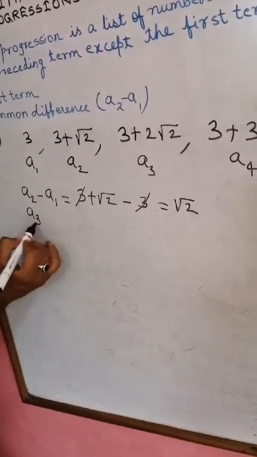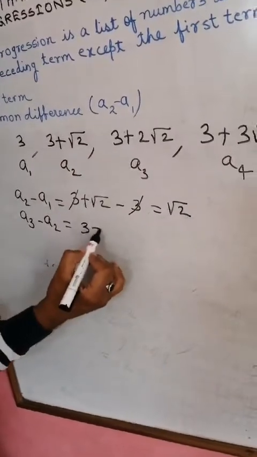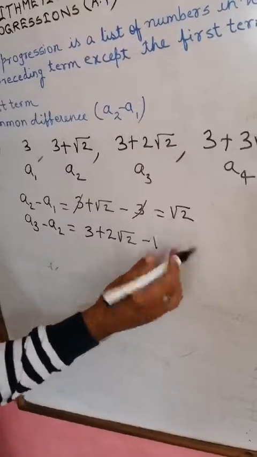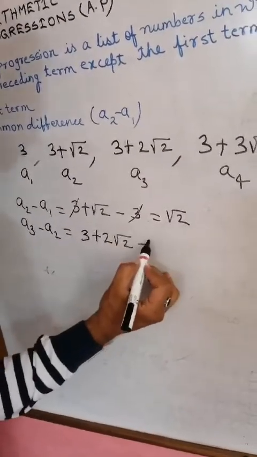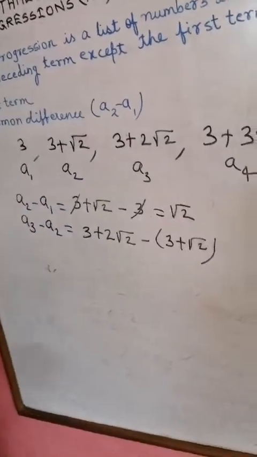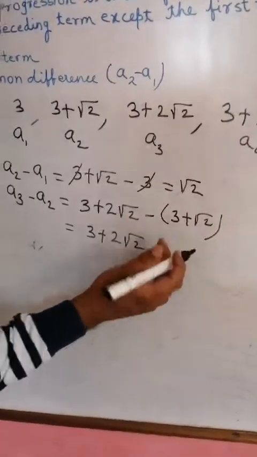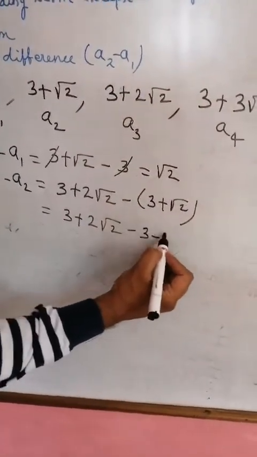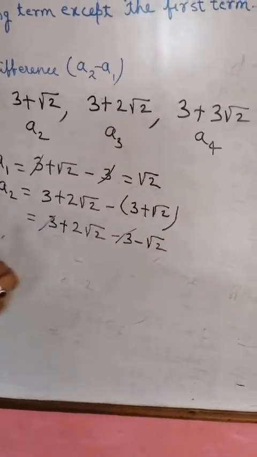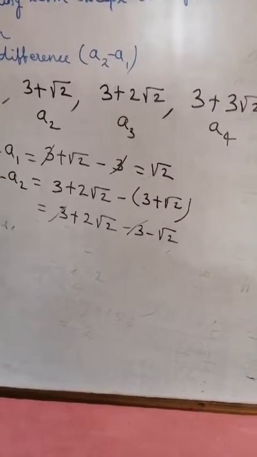Now A3 minus A2, we will take 3 plus 2 root 2 minus 3 plus root 2, and you take it in the bracket. Now when we open the bracket, this number is going to become negative. So plus 3 minus 3 cancel, and 2 root 2 minus root 2. Now 2 root 2 minus root 2, how to subtract this number?